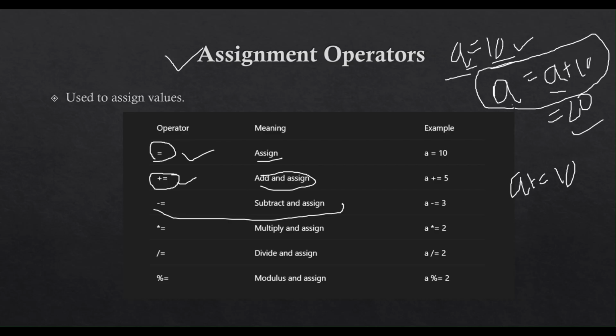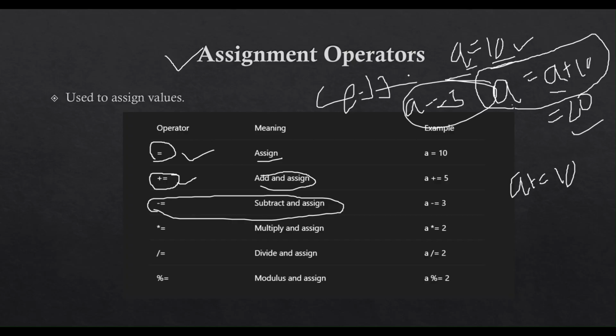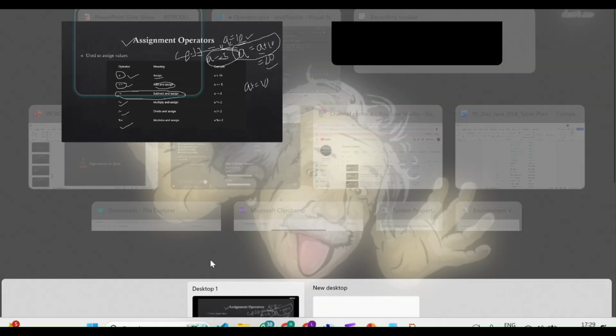Similarly for minus, suppose I have the value of a equal to 17, and I want to subtract 5. So how do I make it? a minus equals 5, so it will be 12. Okay, and similarly for multiplication, division, and modulus, it's the same combination. That's pretty simple.